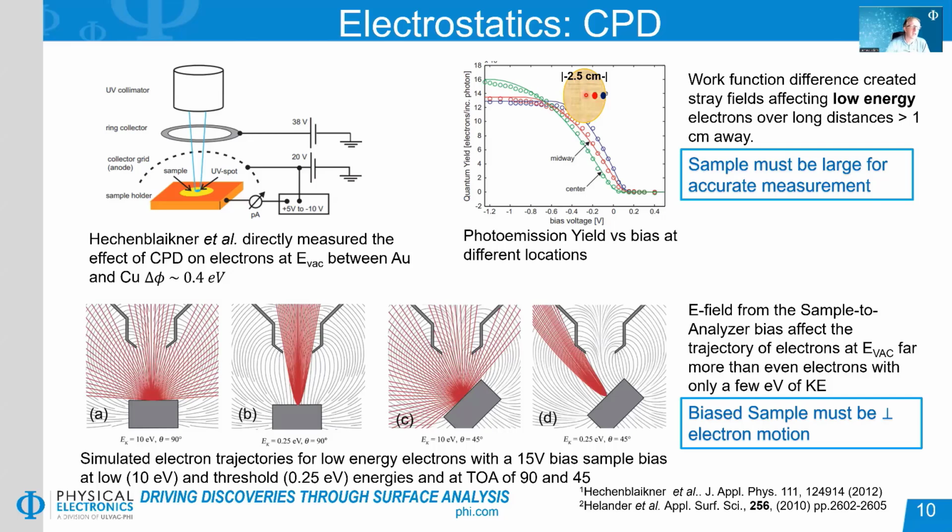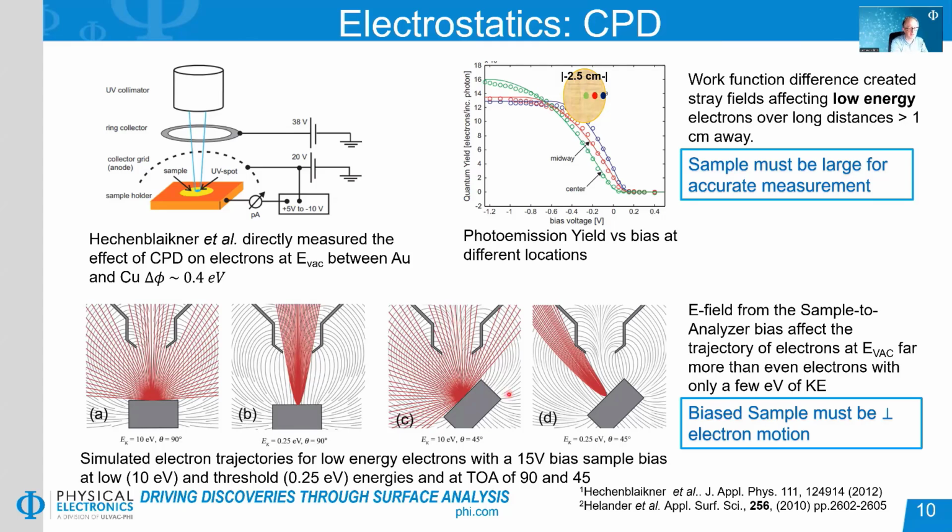And also, I said maybe you don't have an electric field, but to measure the secondary electron cutoff, we do have to apply an electric field. And these are some simulations that were done by Hellander and others, where they looked at 10 eV electrons and quarter of an eV electrons in the presence of a small applied bias. I think it was like 15 volts. They did this when the sample was normal to an energy analyzer, and when it was tilted away at 45 degrees.